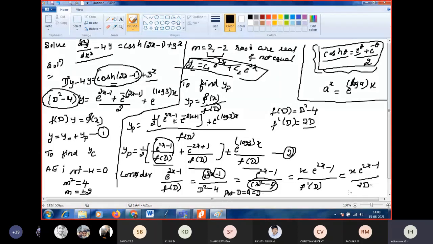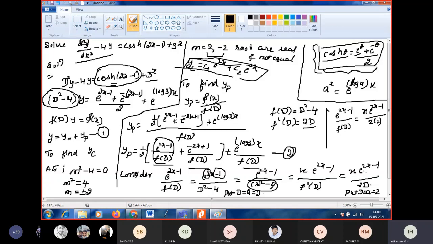Now put D equal to what? D equal to a equal to 2. So therefore we obtain e to the power of 2x minus 1 by f dash of D is equal to x into e power 2x minus 1 by 2 into 2.